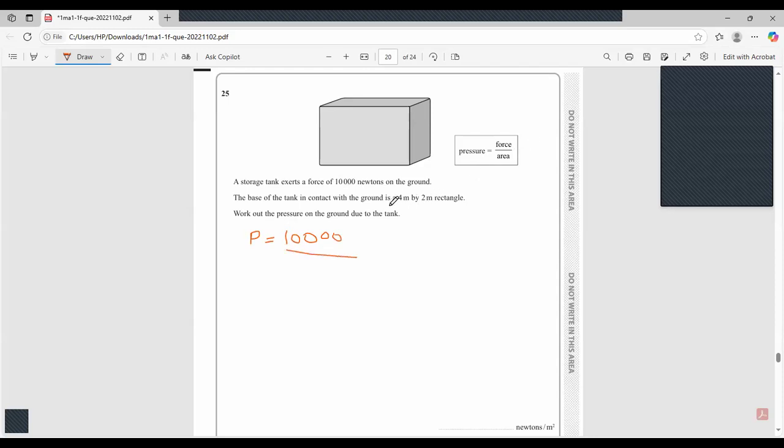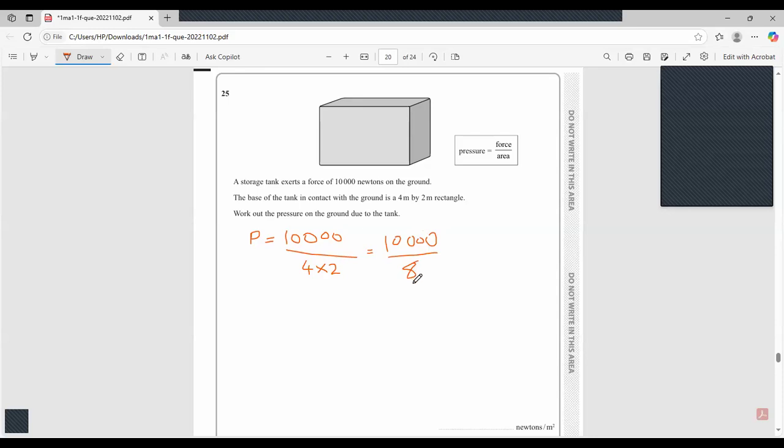The area, since it is the bottom that the pressure is on, right? And they told us that the base of the tank in contact with the ground, that's where the pressure is, is a 4 meters by 2 meters rectangle. So all we need to do is multiply 4 by 2, because the area of that rectangle is length times breadth, isn't it? Yes. So that's going to give me 10,000 divided by 8. Now, if you don't want to do it the way I'm doing it, I think it's safer. Let's do it this way to avoid confusion. So 10,000 divided by 8.